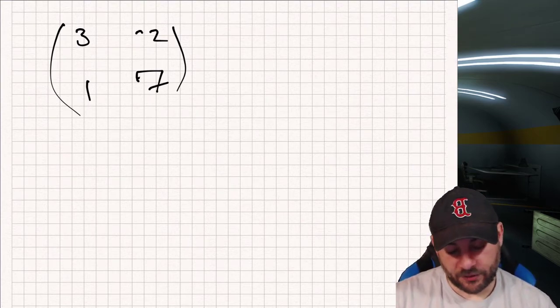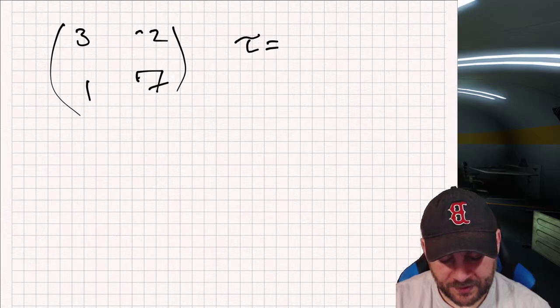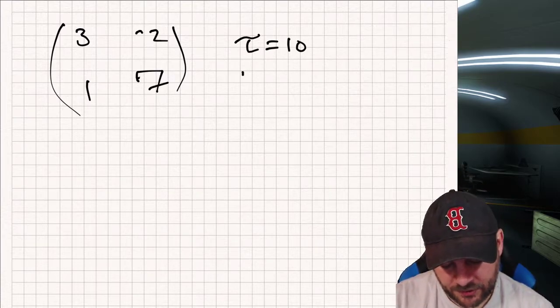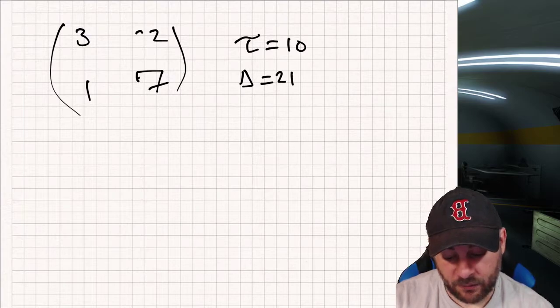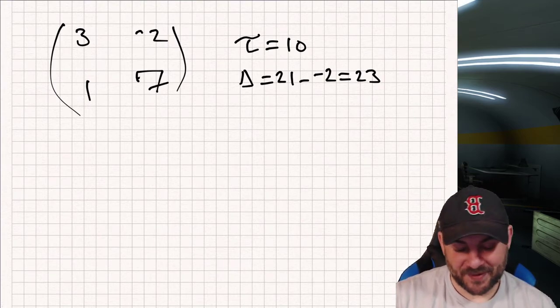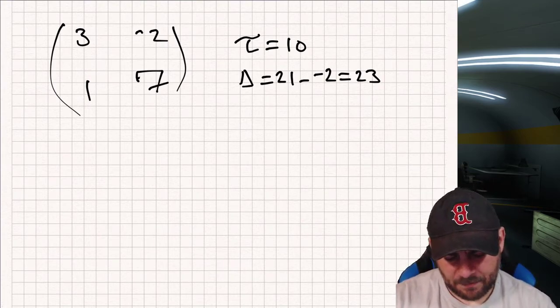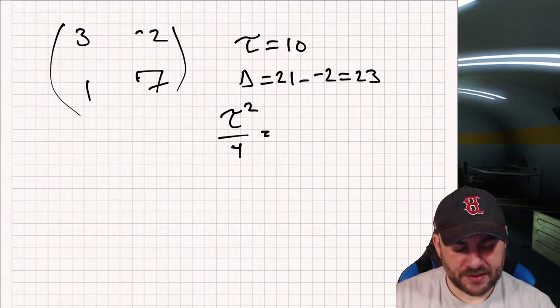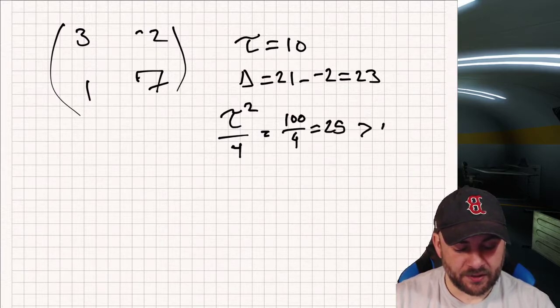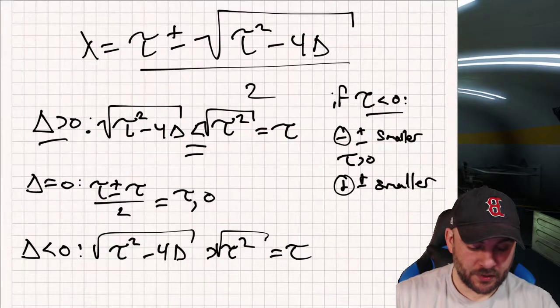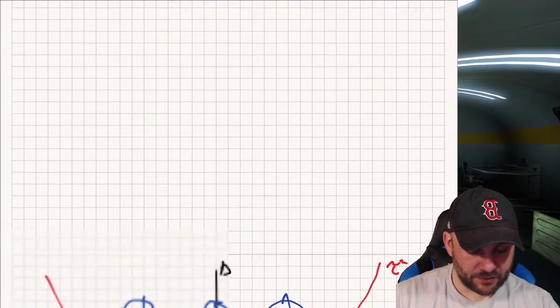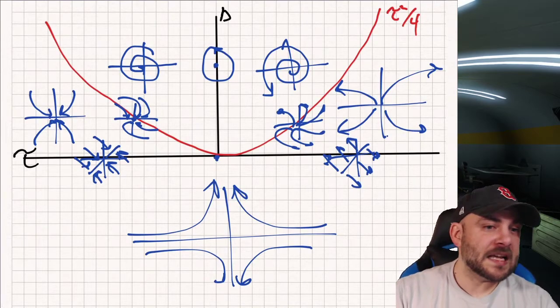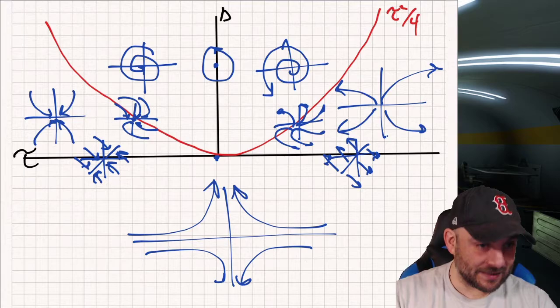okay? Well, what I can do is the following. My trace is 10. And my determinant is, what is that? 21 minus negative 2 is 23. Okay, cool. Now, what is my trace squared over 4? Well, that's going to equal 100 divided by 4, which is 25, which is bigger than my delta. So what does that mean? Whoops, there's the picture. Okay, trace squared over 4 is bigger than delta, which means I'm below my red line.